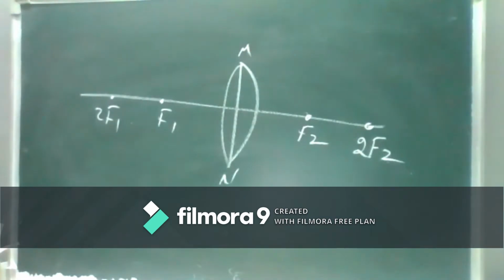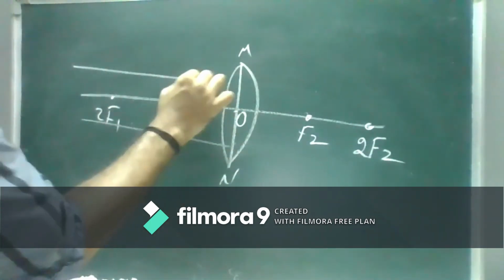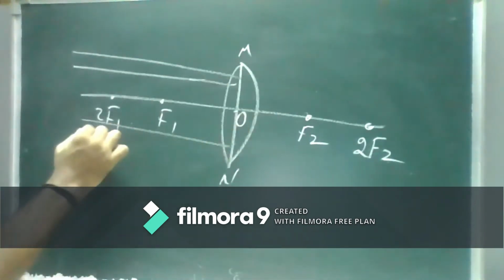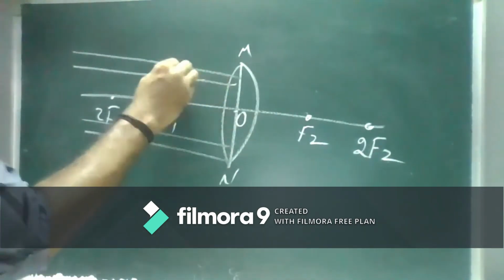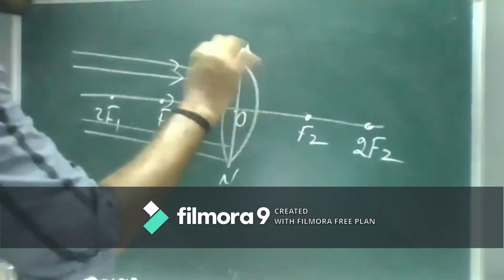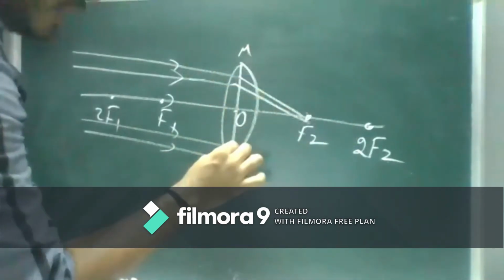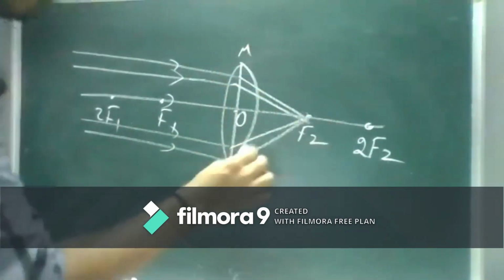I'm taking the points M and N. At the center, I'm taking this point as O. Now I'm allowing some rays to pass through this lens. The indications are important. These are your incident rays. When they pass through the lens, because of the medium, they bend and meet at the focus.